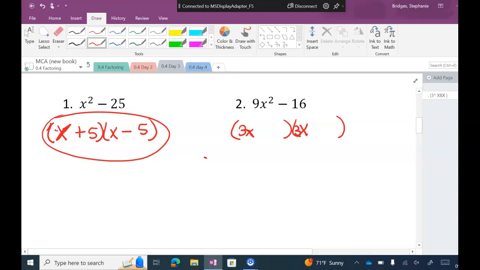And then what is the square root of 16? 4. And then again, as far as my signs are concerned, it's one of each. And then you just want to check and make sure you don't still have perfect squares, which we do not, because 3x is not a perfect square. So I'm finished. It's just a matter of knowing your squares, splitting them apart, putting 1 plus 1 minus.